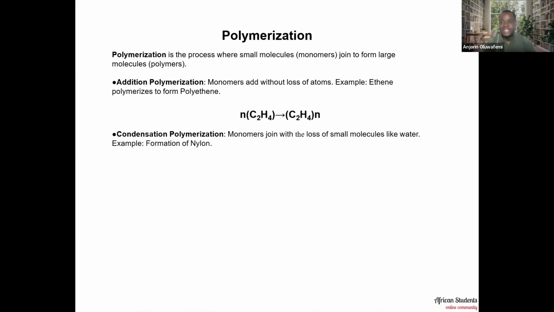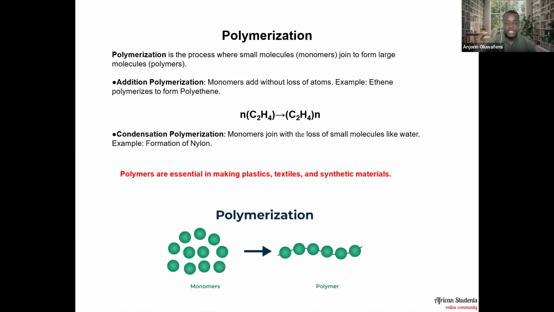We can also have what we call condensation polymerization, in which the monomers join with the loss of a small molecule like water, even methanol sometimes. So an example is the formation of nylon. So it's an example of a condensation polymerization. So polymers are essential in making plastics, textiles, and synthetic materials, and so many other materials too. They are very, very essential in making some of these items that we see in our house that we make use of on a daily basis. So basically the monomers come together to give us the polymer, which is polymerization.